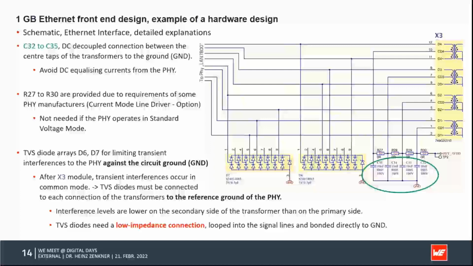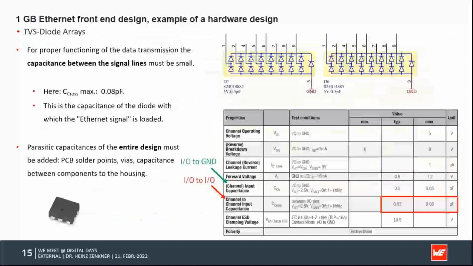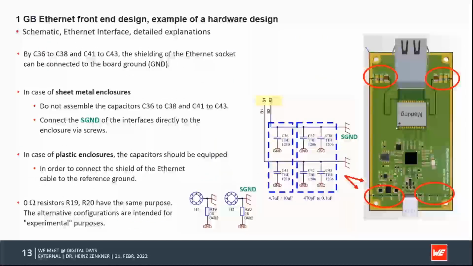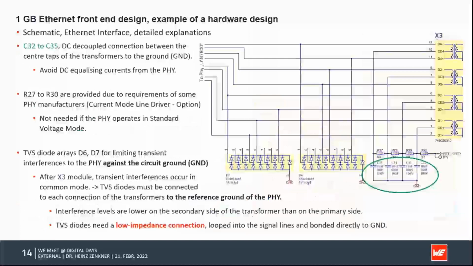Even worse, any disturbances coming from the cable will be offset here and create an offset between the digital ground and the ground of your controller. Because this would then be the ground which I mentioned before, this one here. So the TVS diodes need a very, very tight, low-inductive, direct, low-impedance ground connection to the reference of the PHY.